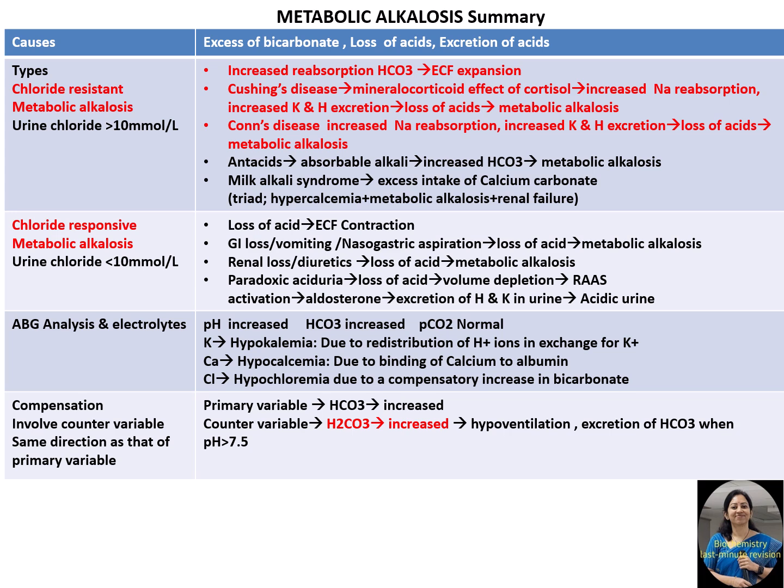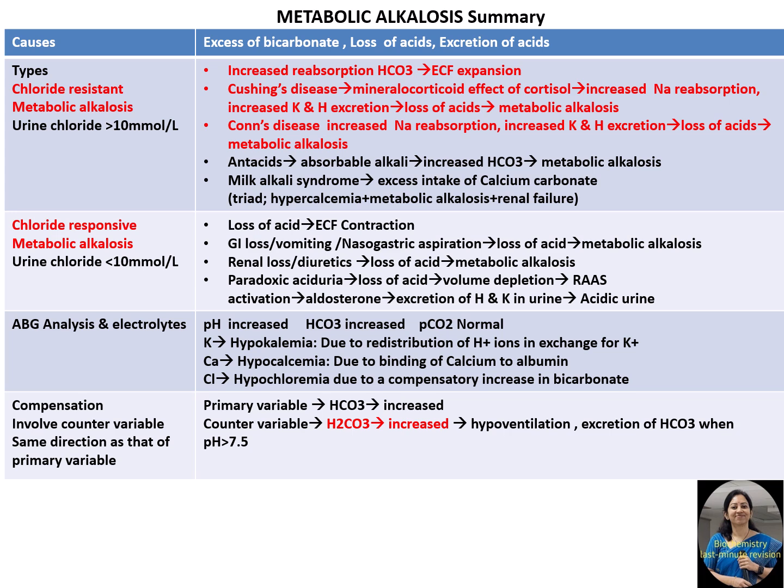Now the chloride resistant metabolic alkalosis is characterized by increased reabsorption of bicarbonate resulting in extracellular fluid or ECF expansion. Two important causes for increased reabsorption of bicarbonate with ECF expansion include Cushing's disease and Cohen's disease. In Cushing's disease, there is increased synthesis and secretion of glucocorticoids and mineralocorticoids, resulting in increased sodium reabsorption and increased hydrogen ion excretion. So this leads to loss of acids and metabolic alkalosis.